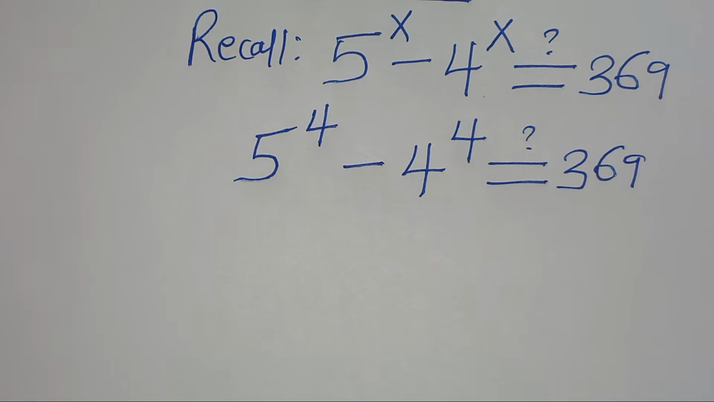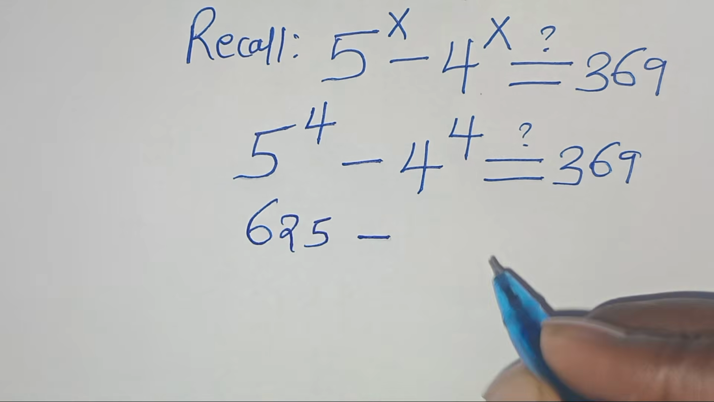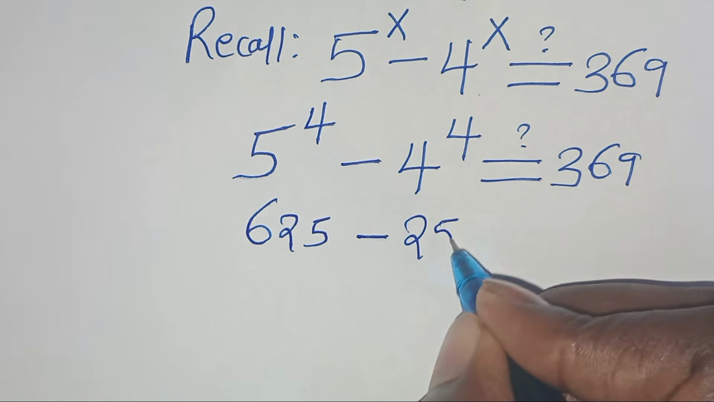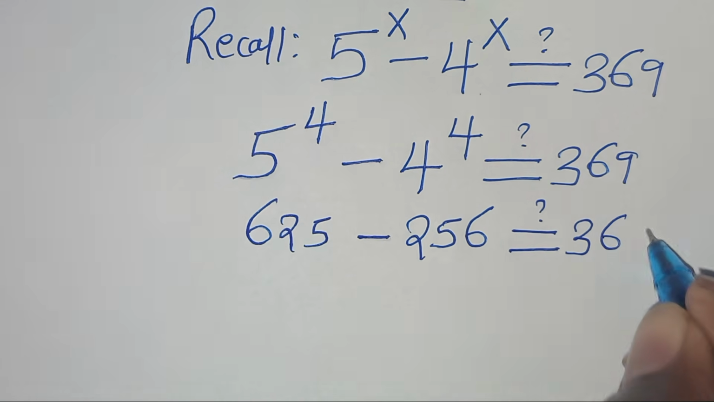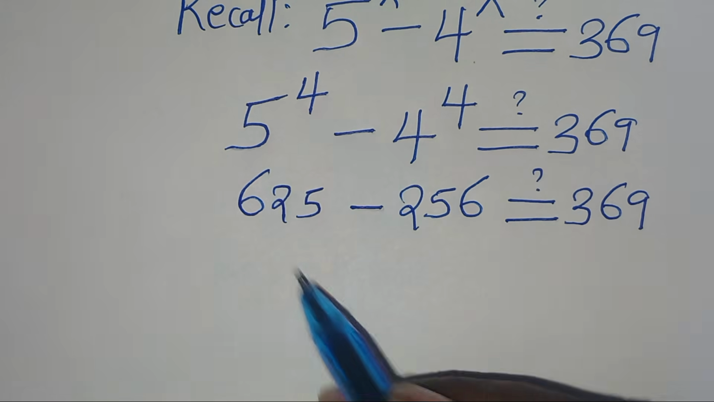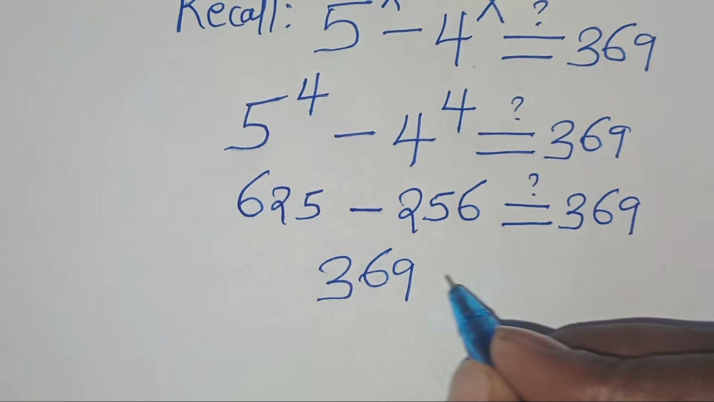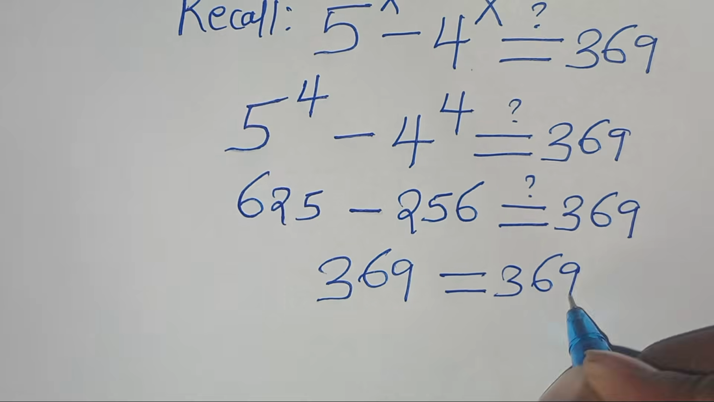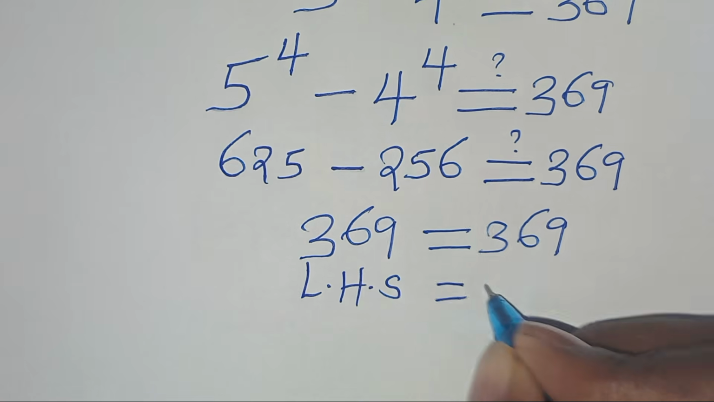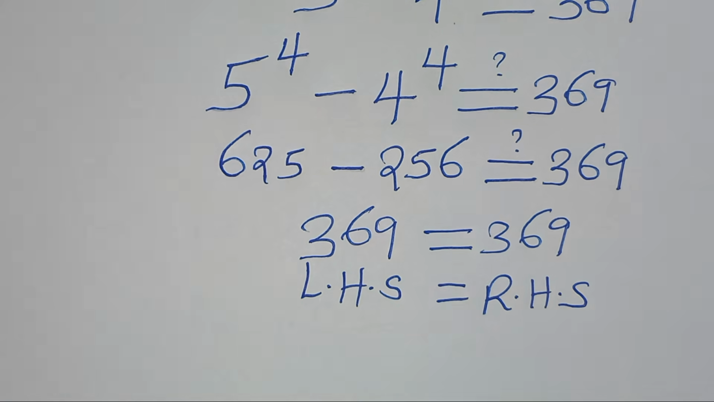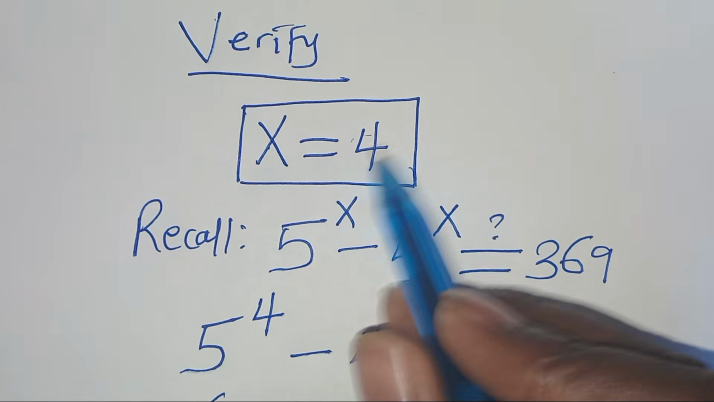Now, 5 to the power of 4 is 625, minus 4 to the power of 4, which is 256, and this should give us a value of 369. So we have that 625 minus 256 is 369, which is equal to 369. So this implies that the left hand side is equal to the right hand side, and the value of x, which is equal to 4, satisfies the equation.